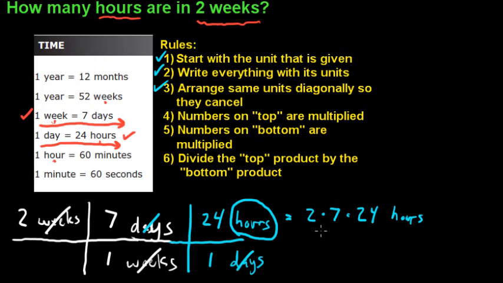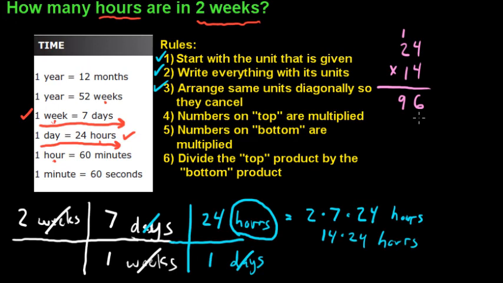All right, and then let's see. 2 times 7 is 14. 14 times 24. That's hours. Okay. And so we're going to have to do 14 times 24. So let's do that off to the side over here. 24 times 14. Okay. 4 times 4 is 16. Carry that 1. 4 times 2 is 8. Plus 1 is 9. Alright, and we multiply by the tens digit. We start with the 0.